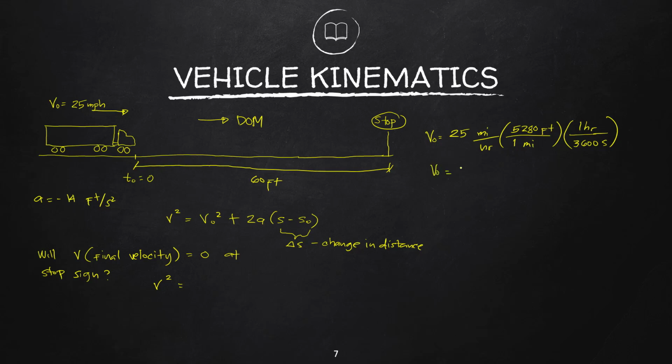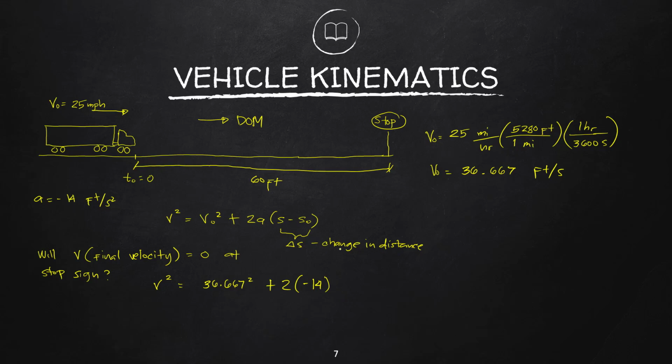And we have your initial velocity in feet per second. Let me use my calculator: 25 times 5,280 over 3,600. That is equal to 36.667 feet per second. So we have our velocity in feet per second, consistent with our units. This would be 36.667 squared plus 2 times the acceleration, which is negative 14, in feet per second squared.